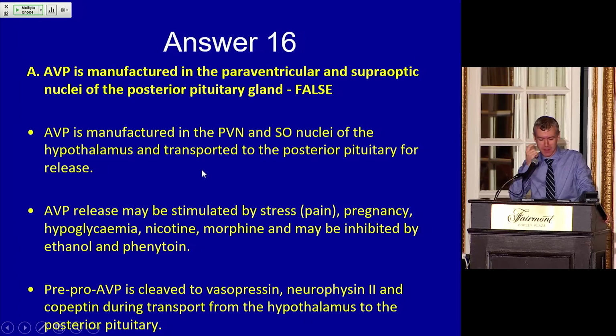Okay, so AVP release may be stimulated by stress, pregnancy, hypoglycemia, nicotine, morphine, and may be inhibited by ethanol and phenytoin. And what I forgot to mention is that AVP is manufactured in these nuclei in the hypothalamus and transported to the posterior pituitary for release. In terms of the cleavage products, pre-pro-vasopressin is cleaved to vasopressin, neurophysin 2, and copeptin during transport from the hypothalamus to the posterior pituitary. And copeptin is a much more stable molecule and is actually becoming more commonplace to measure copeptin levels as opposed to AVP levels in clinical practice.